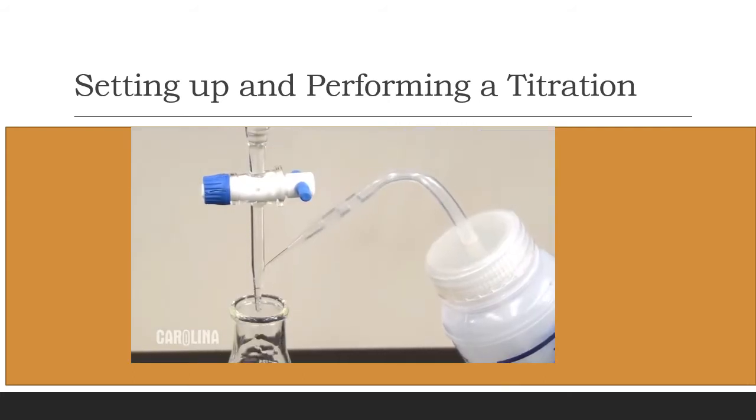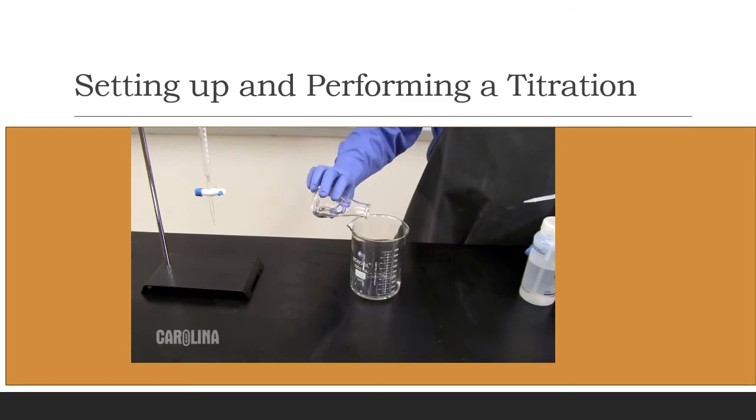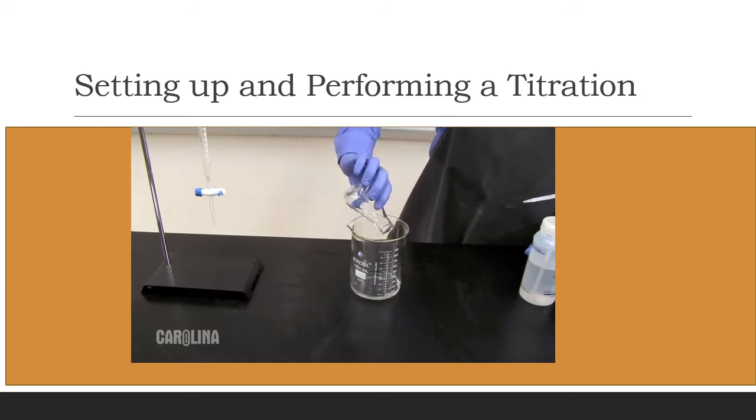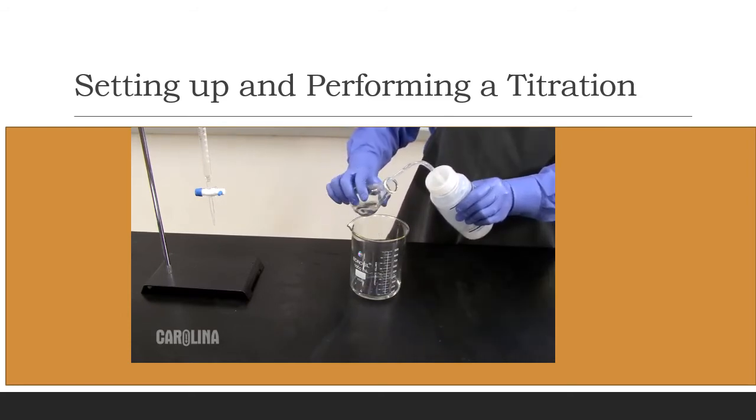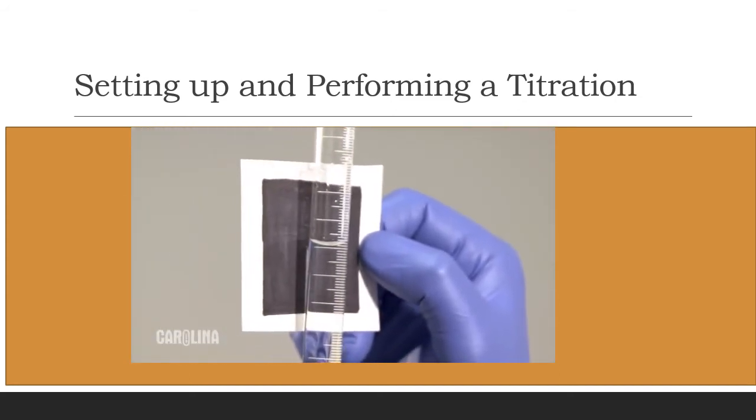Rinse the tip of the burette with water. Empty the liquid into a waste container and thoroughly rinse the flask. It is not necessary to dry the flask. Record your starting volume. It is important to accurately read the volume on the burette.